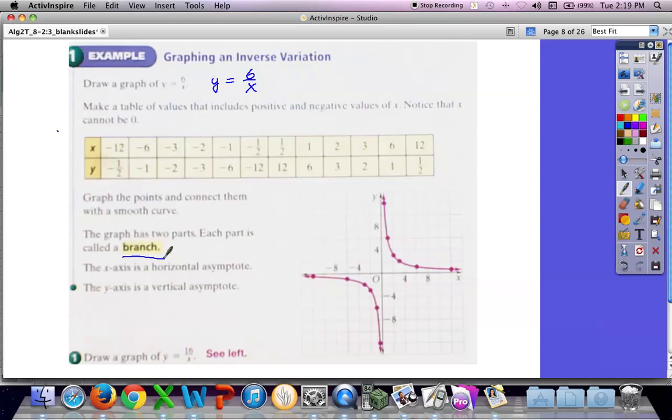And you would say that because these two branches are split right at x equals 0, we would say x equals 0 is the point of discontinuity. It's where the graph breaks.